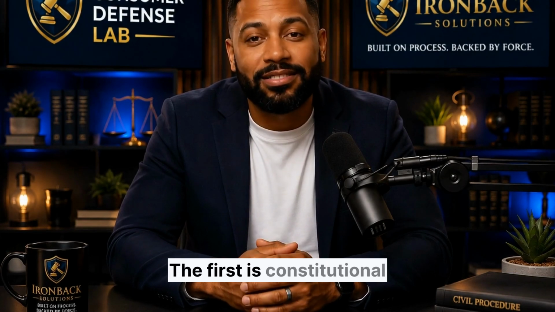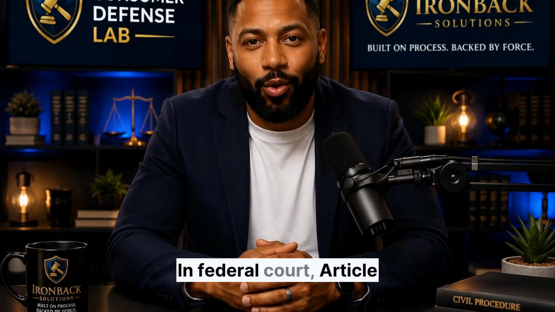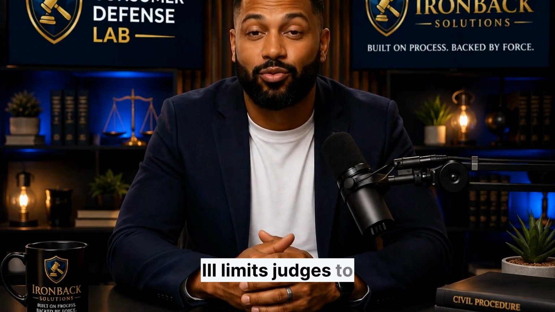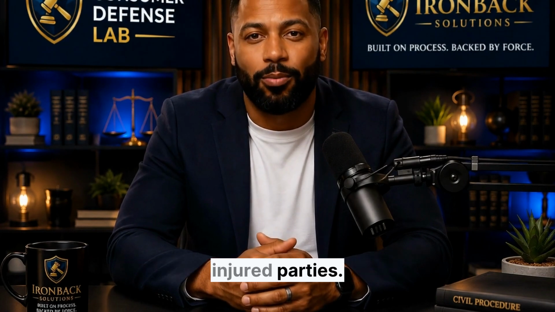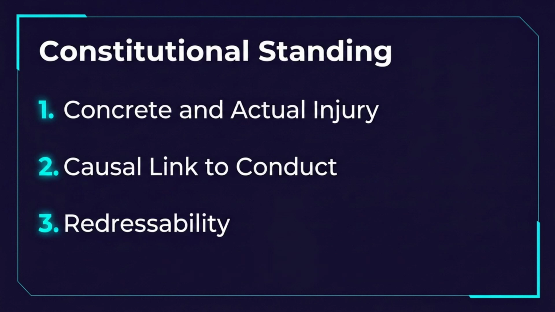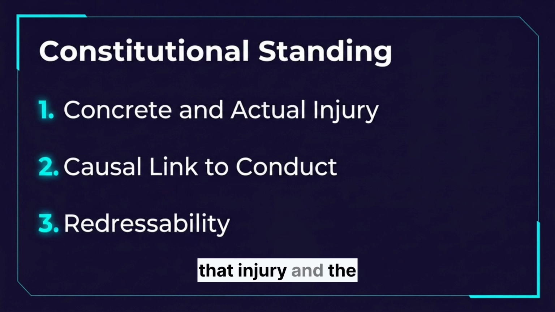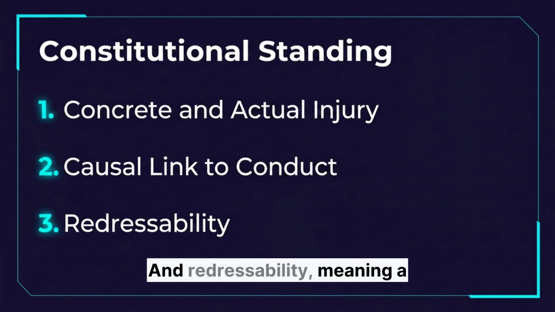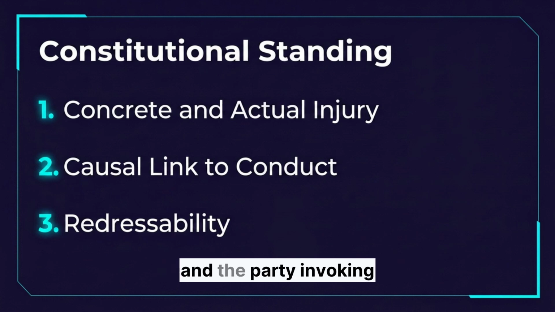The first is constitutional standing. In federal court, Article 3 limits judges to real disputes between properly injured parties. The plaintiff has to show 3 things: an injury that is concrete and actual rather than abstract, a causal link between that injury and the defendant's conduct, and redressability, meaning a favorable ruling would actually fix the harm. Injury, causation, redressability. Those 3 travel together, and the party invoking the court carries the burden on all 3.